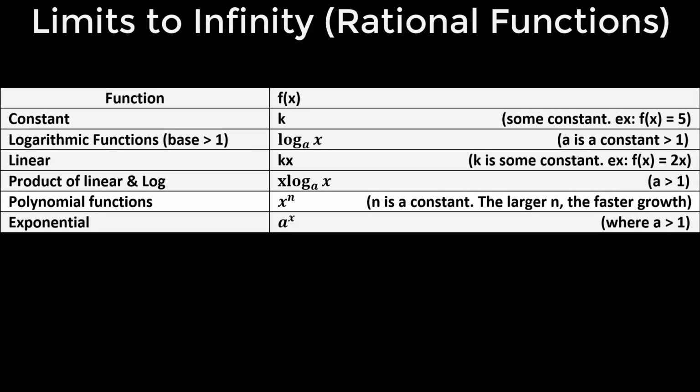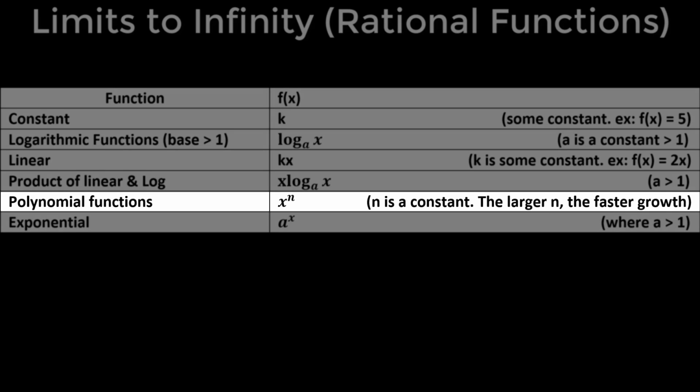Then after that, we start getting the polynomials. Polynomials grow much faster than these functions. So polynomials such as 5x squared plus 2x plus 3, something like that. And as we increase the highest degree, we increase the growth rate. So polynomials of degree 3 are faster than degree 2. Polynomials of degree 4 are faster than degree 3, 2, and 1, and so on.